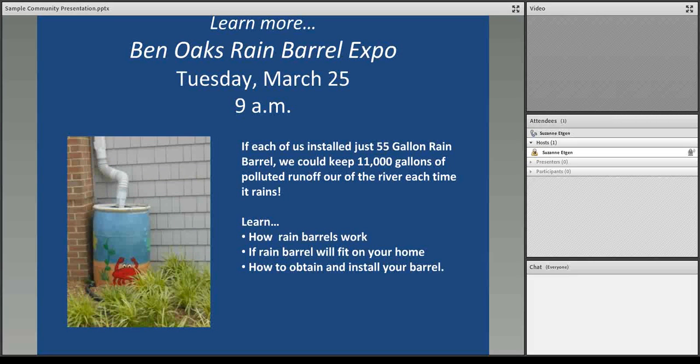So what I'm going to be doing is on Tuesday, March 25th, I'm going to be hosting a Rain Barrel Expo. It's going to be right here, and you're going to be able to learn how rain barrels work, learn if a rain barrel will fit on your house and how to get one and how to install it. Because if each of us installed just one 55-gallon rain barrel, we could keep 11,000 gallons of polluted runoff out of our river each time it rains. So it's really pretty exciting what we could do together.